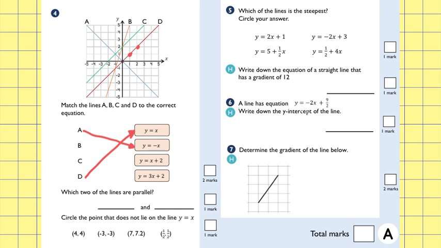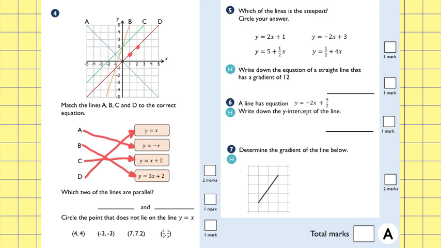Now we've got two equations that both go through 2. So the steepest one is B. So that must be y equals 3x plus 2. And the one left must be that one.